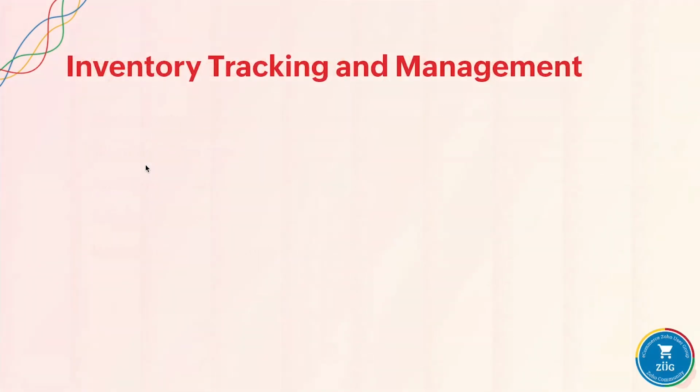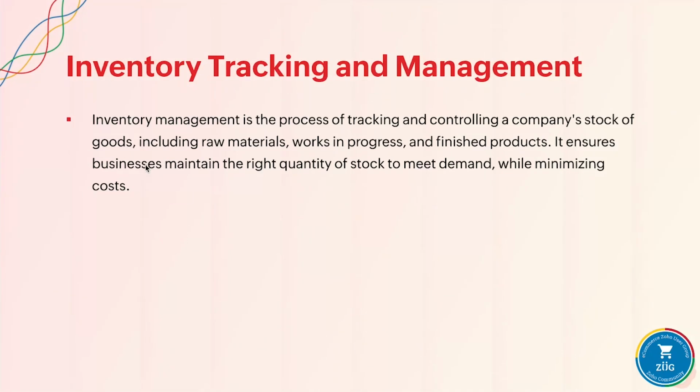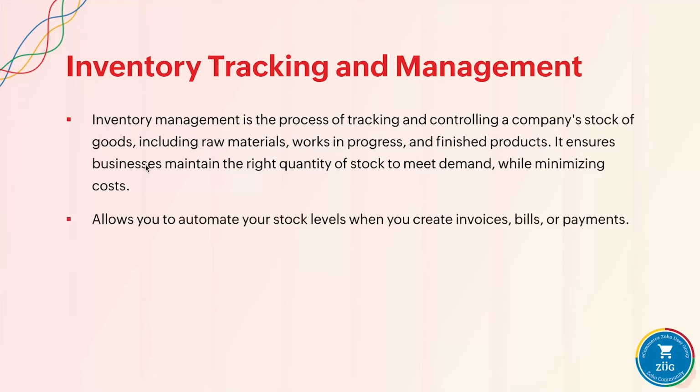So inventory tracking management is very key, and it is the process of tracking and controlling your stocks and goods, including raw materials. As I said, the raw materials are nothing but, before the actual magnet comes, there are raw materials like a two-sided tape or a glass or the photo that has to be attached to that particular material. These are raw materials before it actually becomes a product. This ensures the business maintains the right quantity of stock to meet the demands with the minimum cost, right?